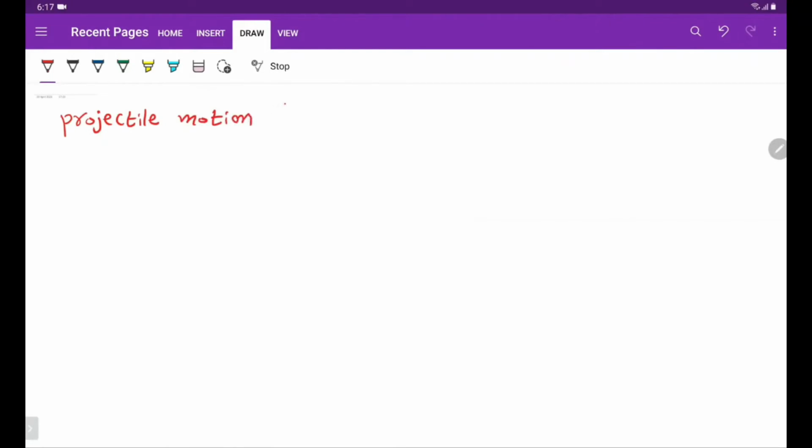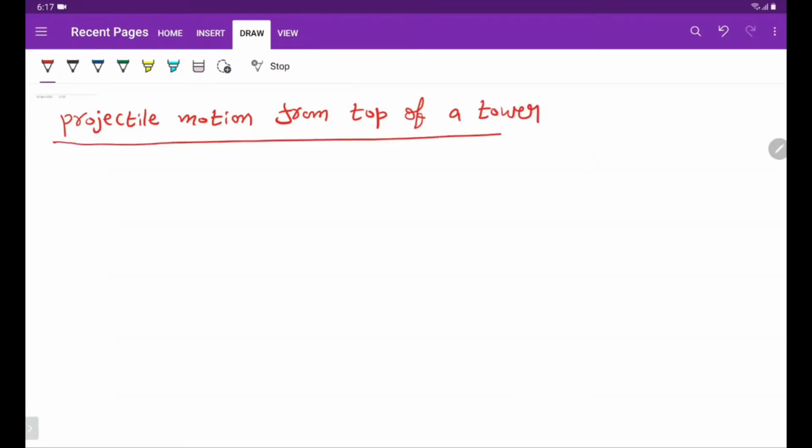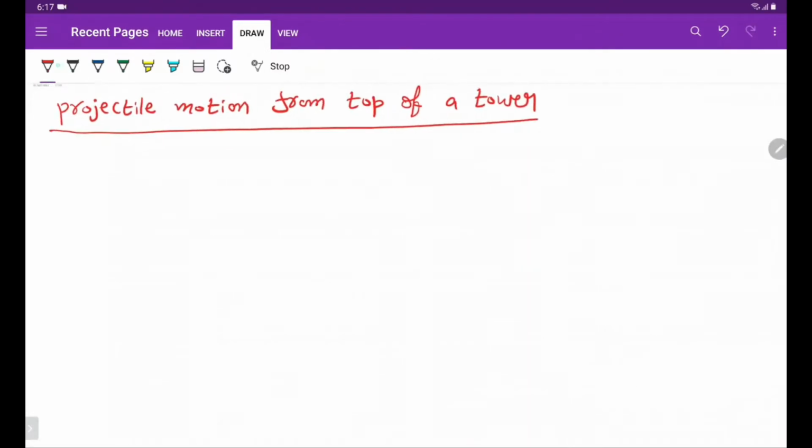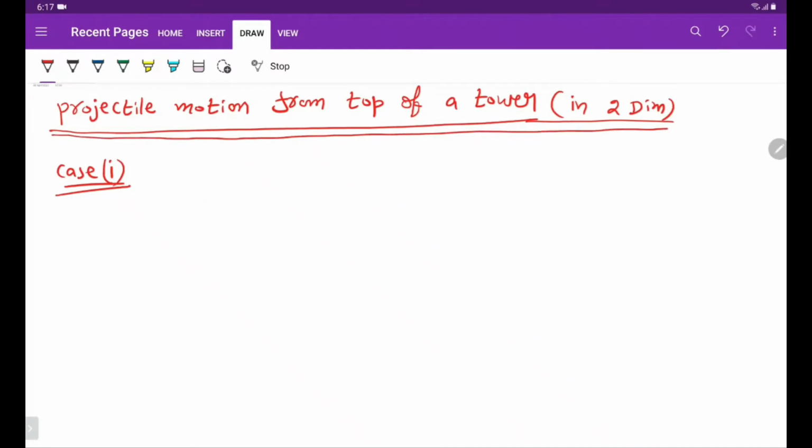Top of tower. Consider a projectile from the top of a tower. So there are three cases. We will see this one. Particularly in two-dimensional motion, where we project a particle from the top of a tower.